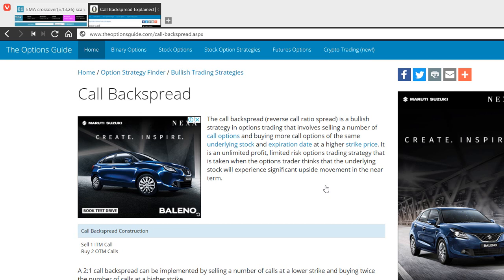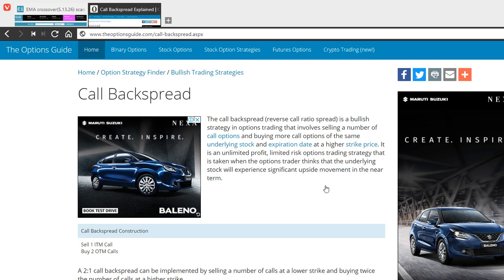Now I will be talking about what this particular strategy is and how it works, so what is the setup and things like that. The call backspread is also known as reverse call ratio spread. This is basically a bullish strategy in options trading, and it involves selling one quantity or multiple quantities if you want, and buying two out of the money calls.